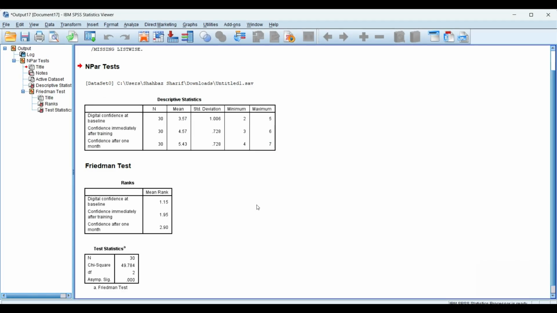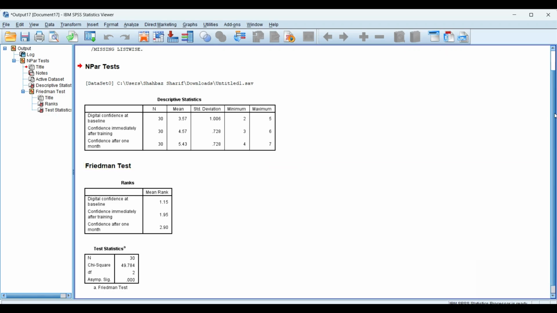So we get the results of the Friedman test here. You can see the sample size is 30 in total, and the descriptive statistics show a consistent increase in confidence. You can see the mean value for digital confidence at baseline is 3.57, then 4.57 immediately after training, and then 5.43 after 1 month. So you can see the confidence is increasing after the first and second observations.